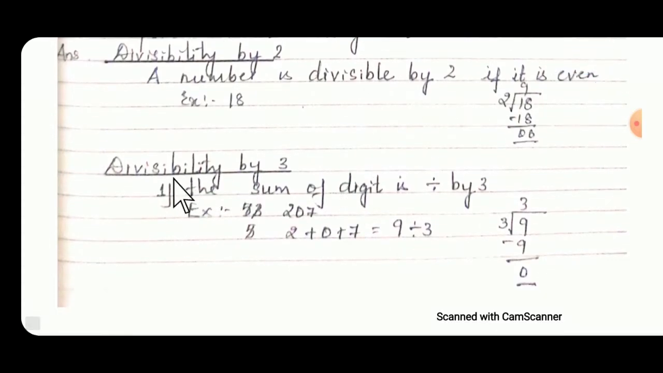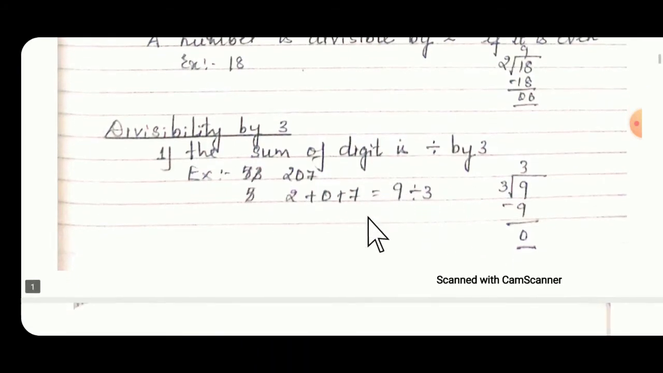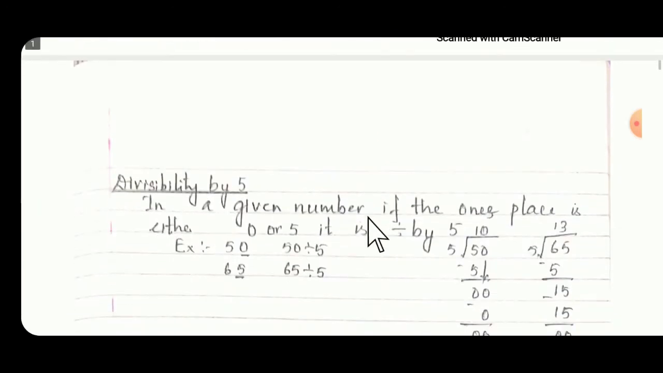Then what does the rule of 3 say? The sum of the digits is divisible by 3. When the digits of the given number are added, it is divisible by 3 if we get remainder 0. That is called the divisibility rule of 3.